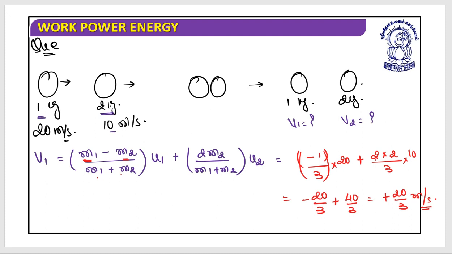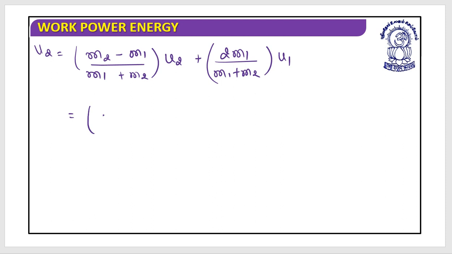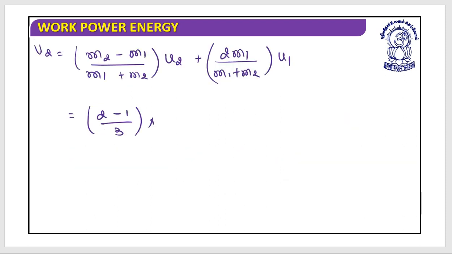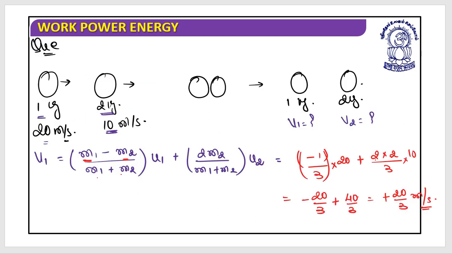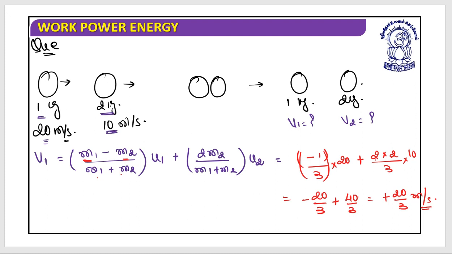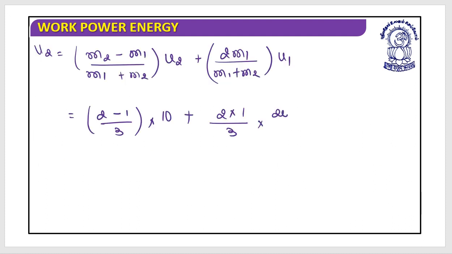So that would be equal to, if you remember, this second body is of 2 kg and the first body is of 1 kg. This is moving with 10 meters per second and this is moving with 20 meters per second. So this equals (2 minus 1) divided by (2 plus 1), that is 3, multiplied by u2, the initial velocity of the second body, which is 10, plus 2 into m1, so this is 2 into 1, divided by (m1 plus m2), 3, multiplied by u1, which is 20 meters per second.